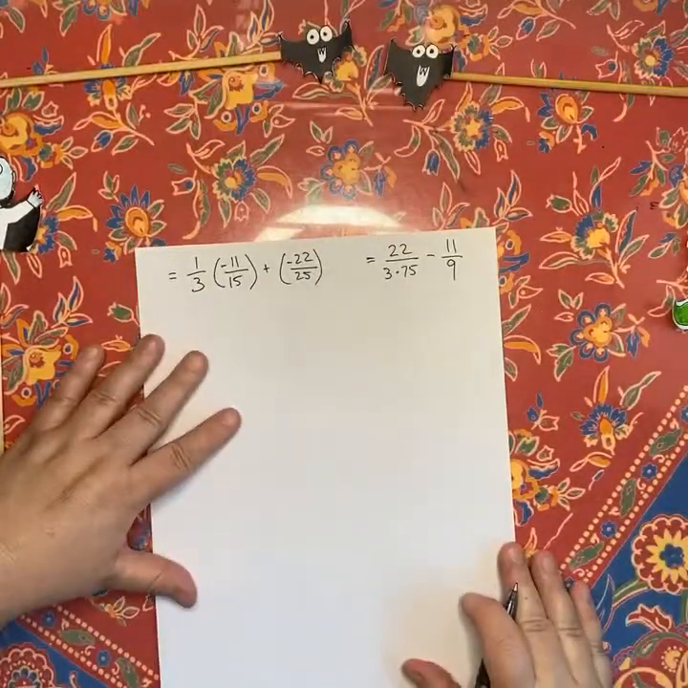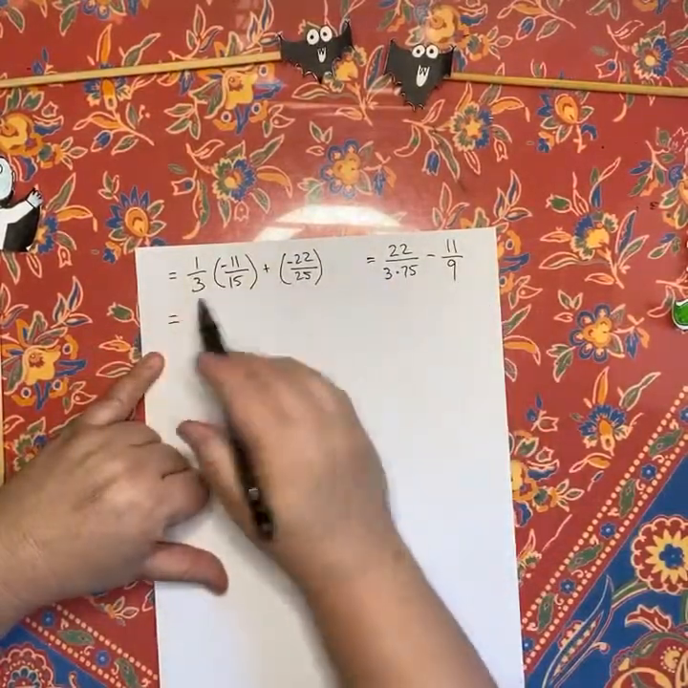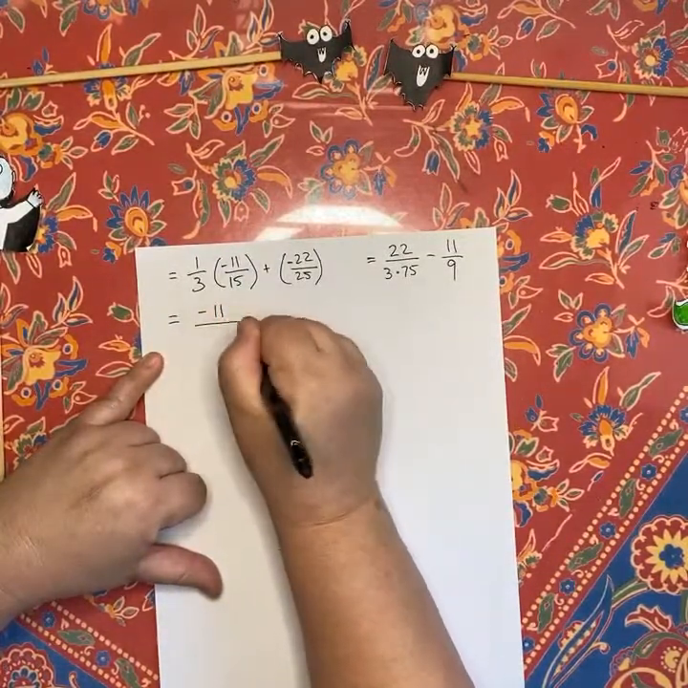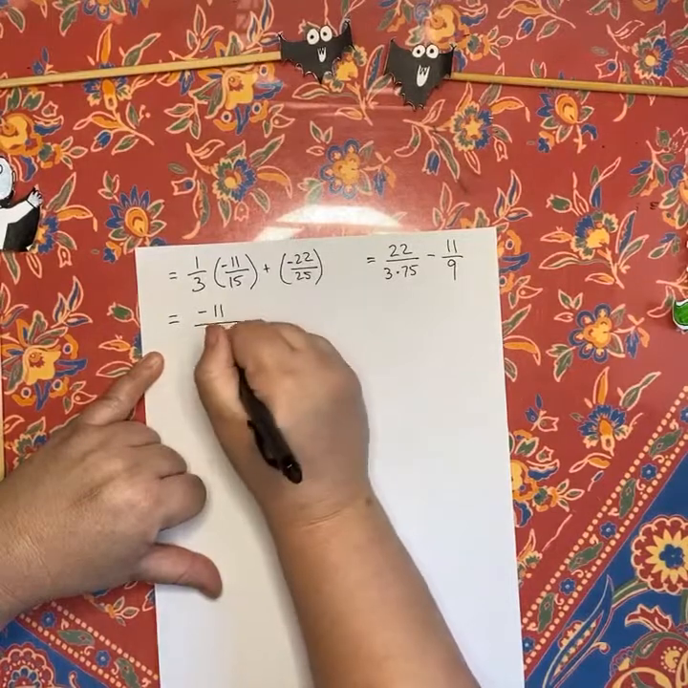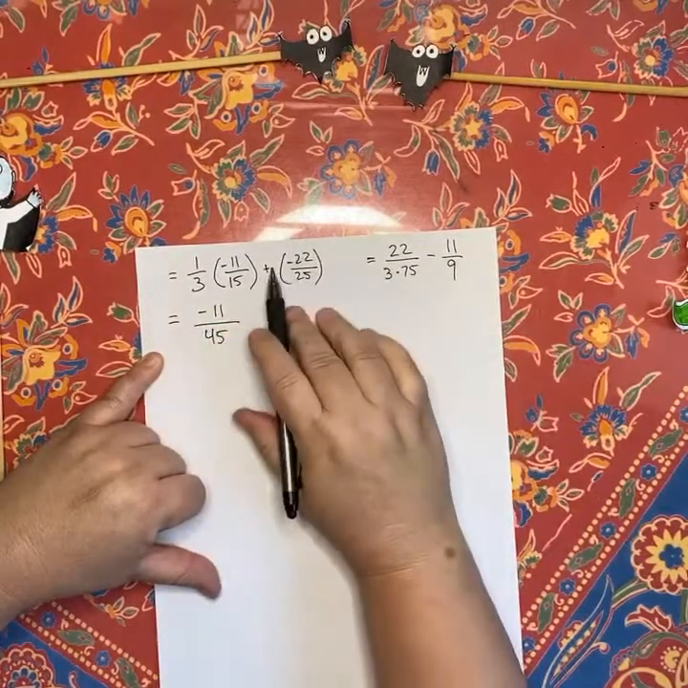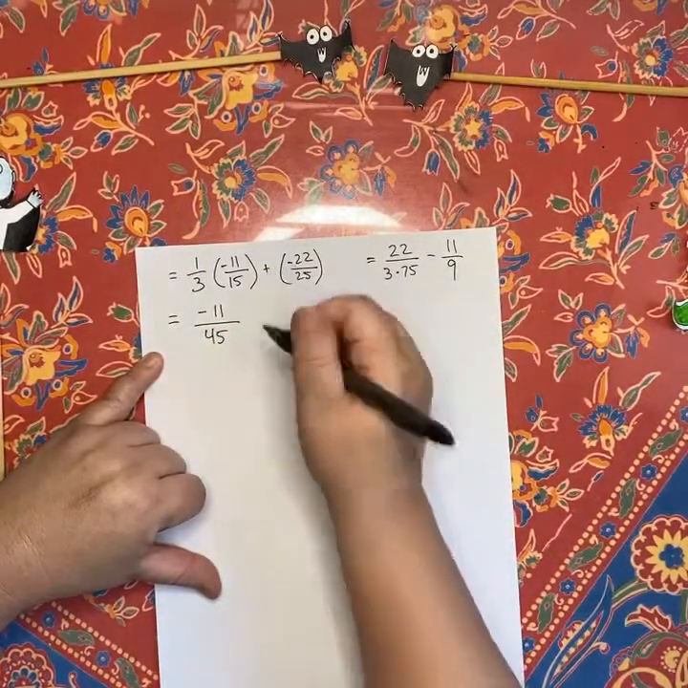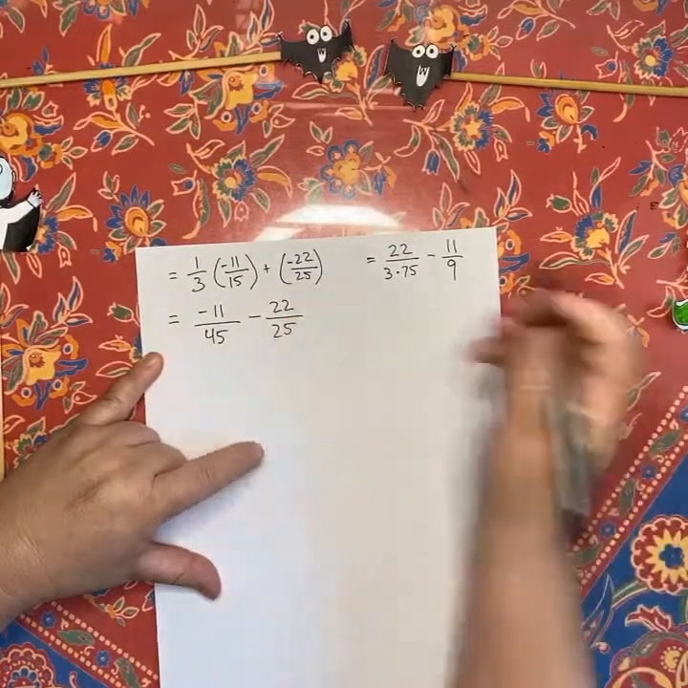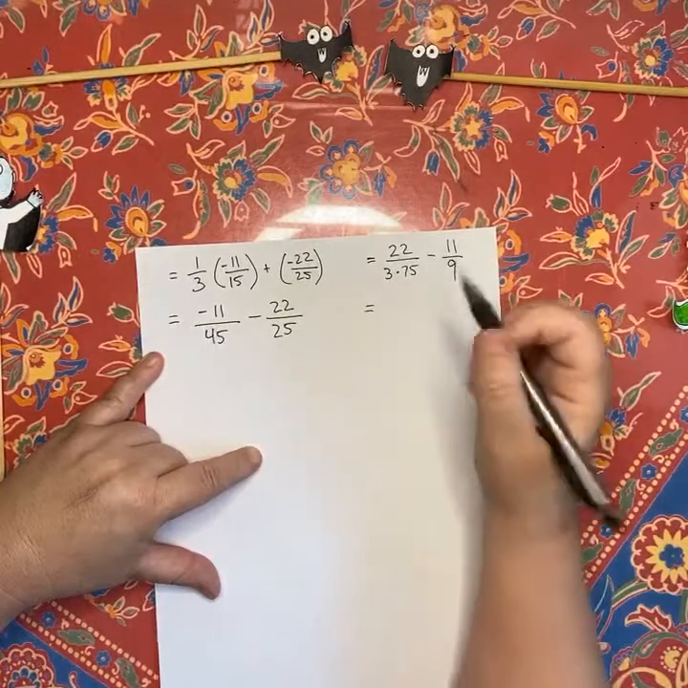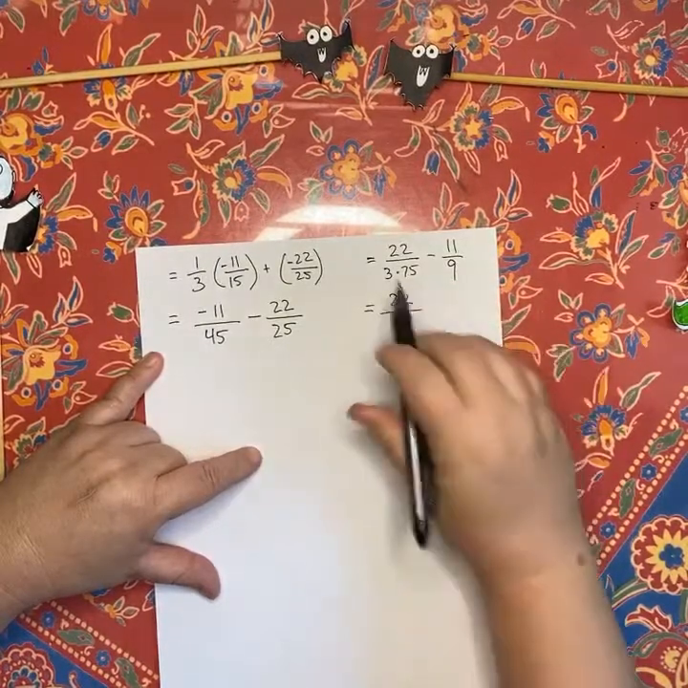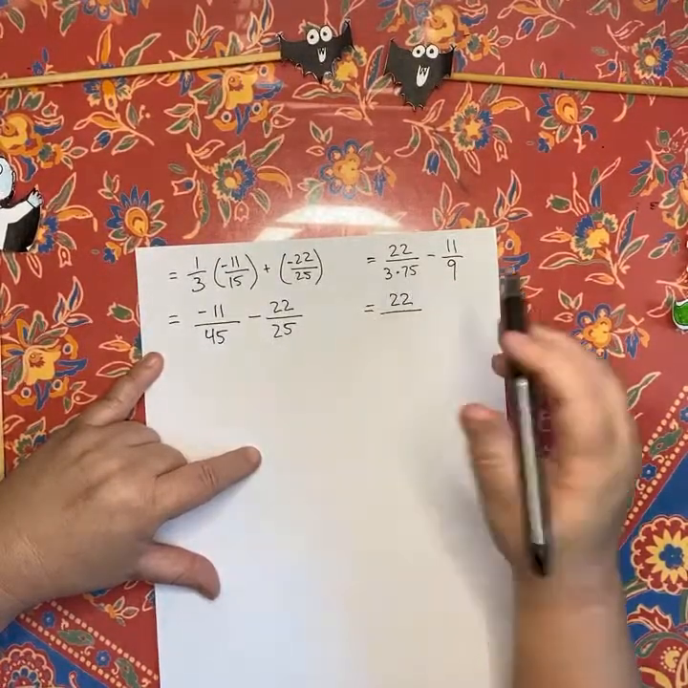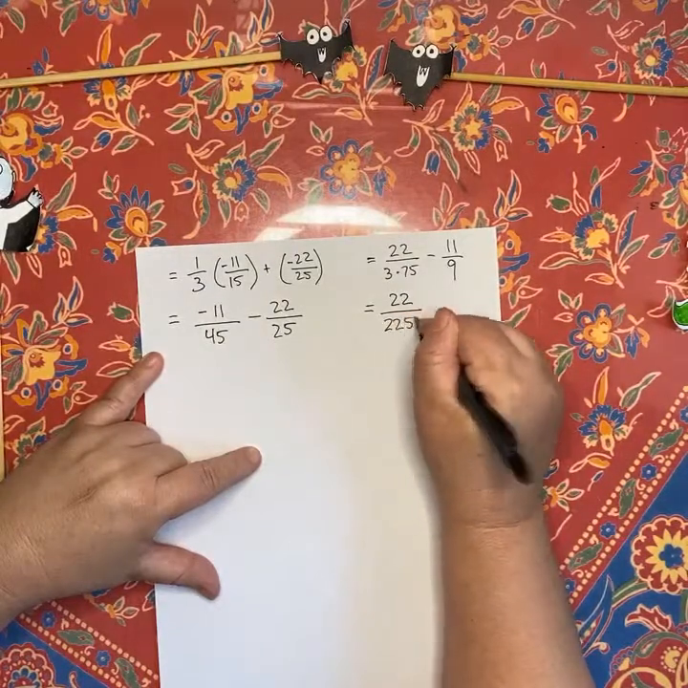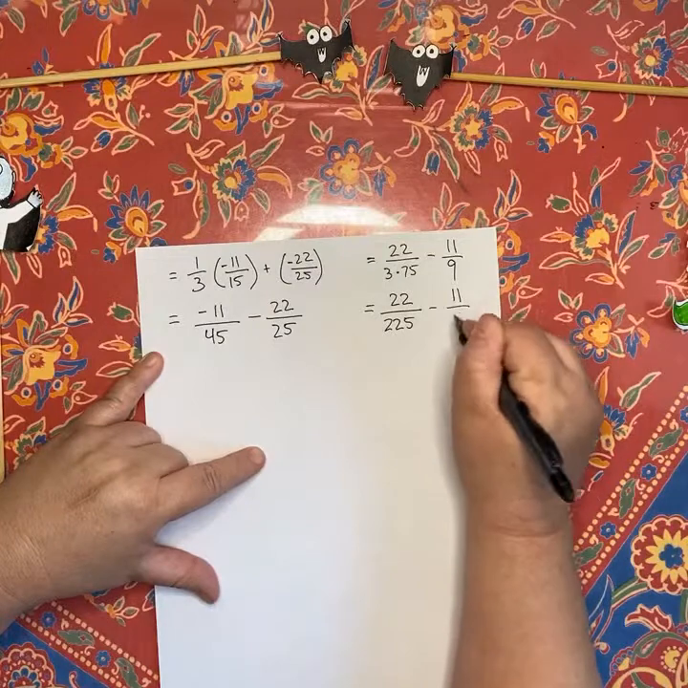Okay. Over here on the left, I multiply. 1 times negative 11 is negative 11. 3 times 15 is 45. This is plus a minus, so this becomes minus 22 over 25. Over here on the right, I've got 22 over 3 times 75. I happen to know that this is 225 minus 11 over 9.